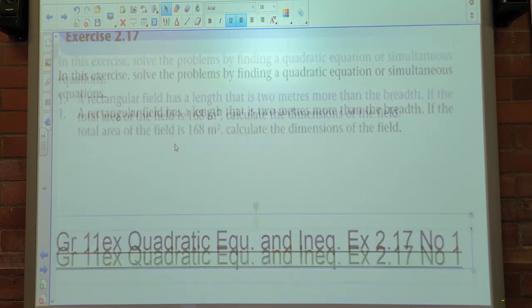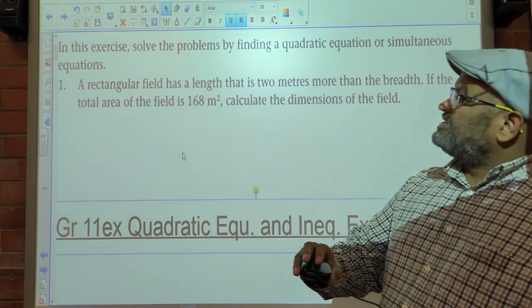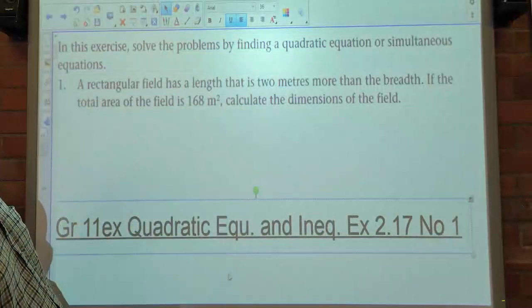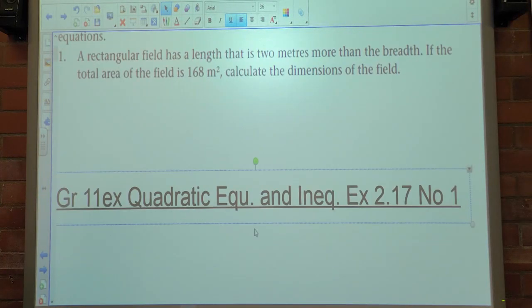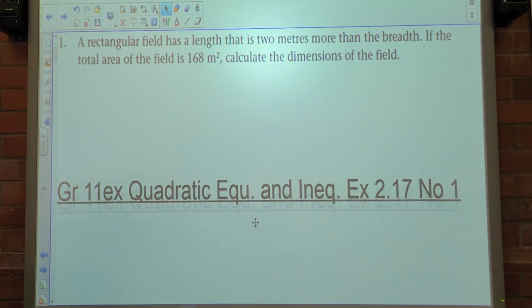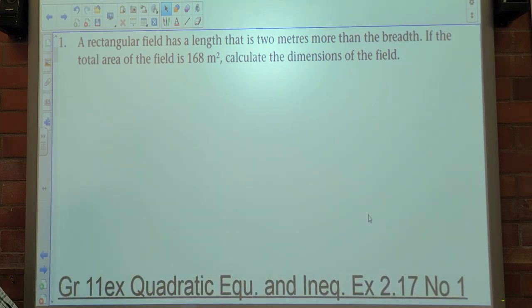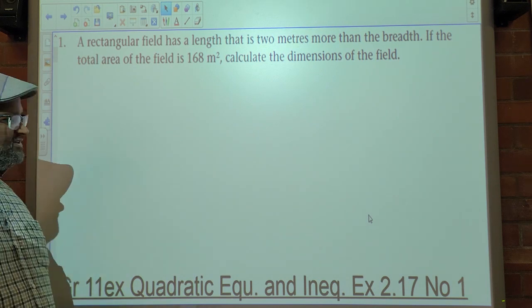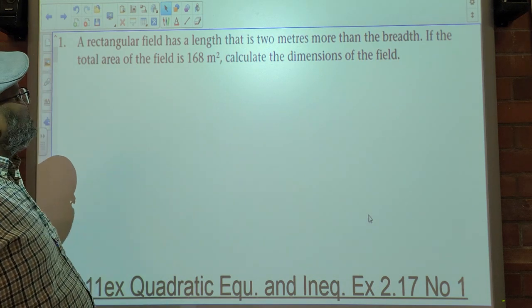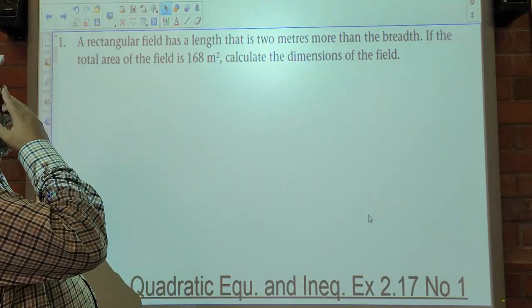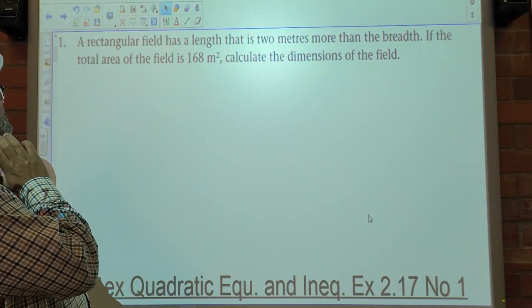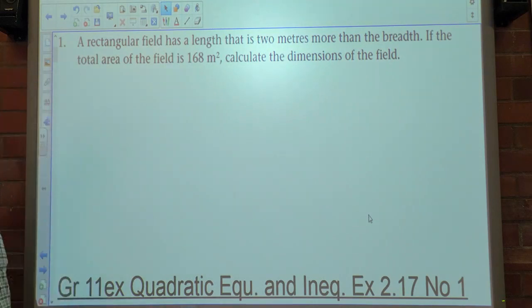Right, so let's go. We are told that in this exercise, solve the problems by finding a quadratic equation or simultaneous equations. As I indicated yesterday, I use one variable most of the time, so I'm not going to go into simultaneous equations anymore. Number 1. In this video, we're going to cover numbers 1 to 5. A rectangular field has a length that is 2 meters more than the breadth. If the total area of the field is 168 meters squared, calculate the dimensions of the field.